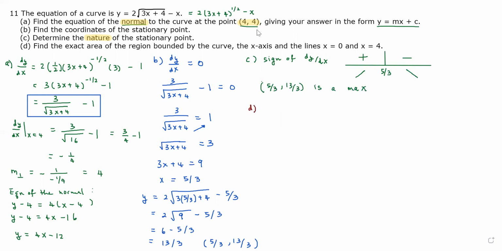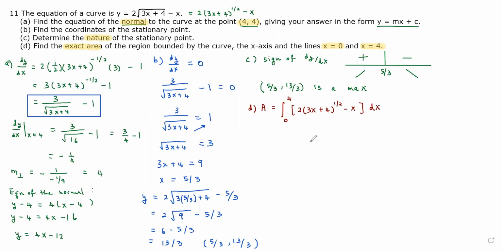Part D, we need to find the exact area of the region bounded by the curve, the x-axis, and the lines x equals 1 and x equals 4. From x equals 0 to x equals 4, the curve is above the x-axis. Then, to find the area, we just integrate the equation of the curve with respect to x from 0 to 4. Then we have 2 times (3x plus 4) to the 1/2 minus x.